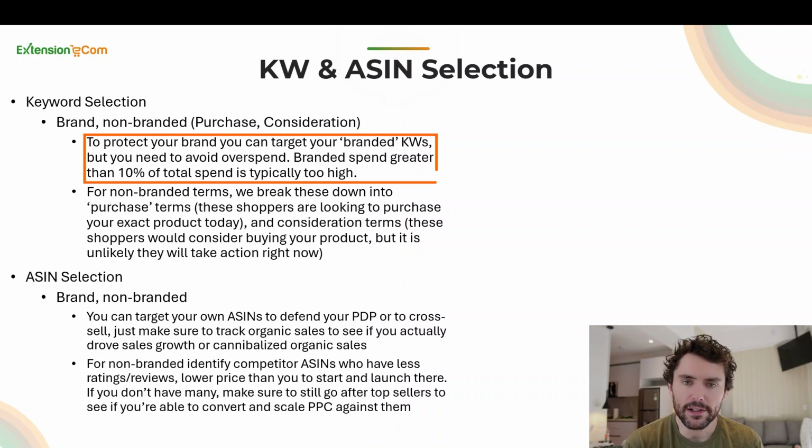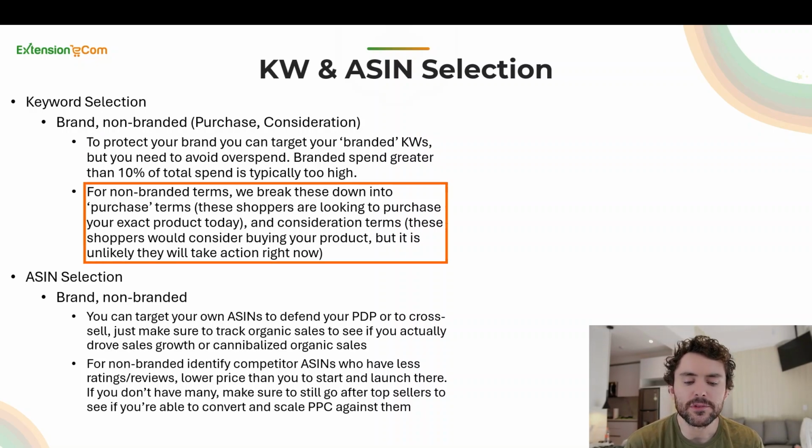So to protect your brand, you want to go after your branded keywords, but you need to avoid overspend. So brand spend should really not be greater than 10% of total spend. You're probably just cannibalizing your own organic sales. And for non-branded terms, we want to break these down into purchase terms, which are people looking to buy your exact product today, versus consideration terms where these shoppers might consider buying your product, but maybe they're not ready to make a purchase right now.